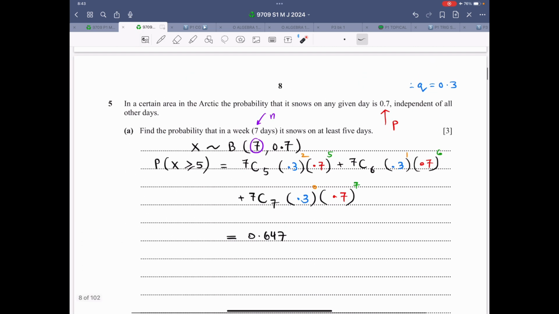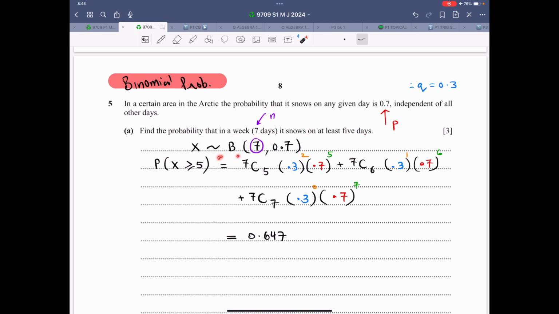Now question number 5, what is this? Question number 5, I think it's binomial. So let me write over here, this is binomial probability distribution. Now it says in a certain area in the Arctic, the probability that it snows on any given day is 0.7, independent of all other days. So probability of success is 0.7, probability of failure is 0.3. Find the probability in a week, 7 days. The number of trials is 7. It snows on at least 5 days.